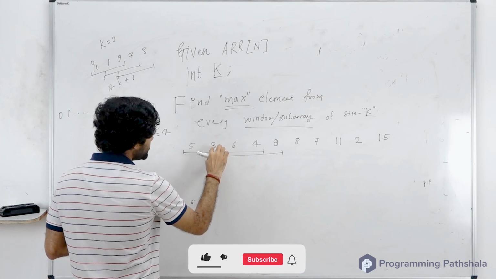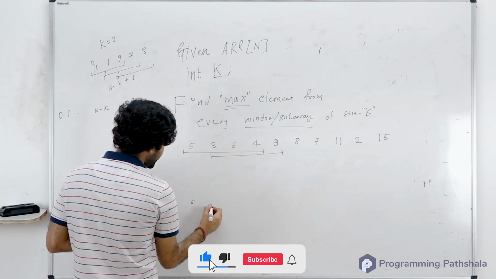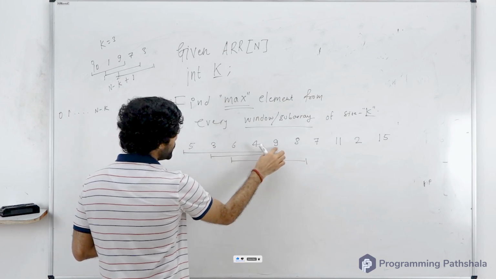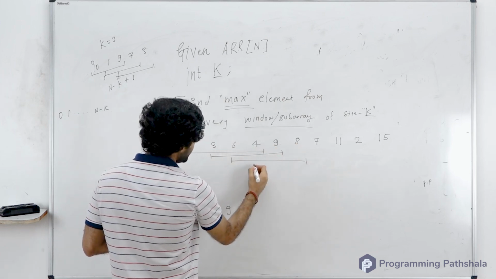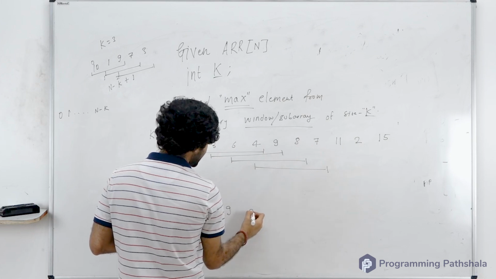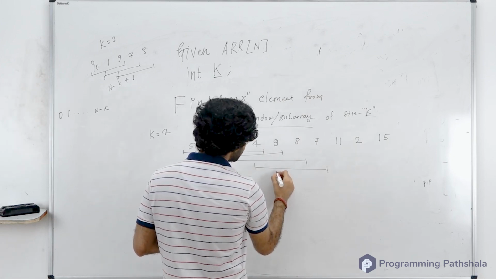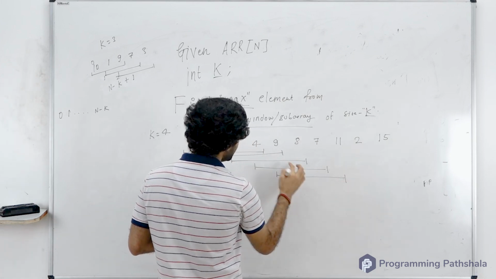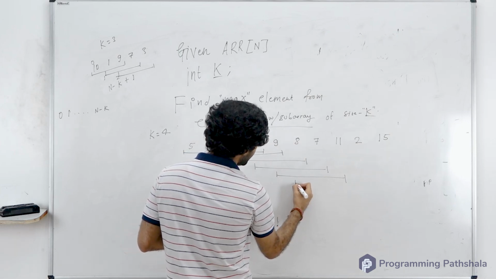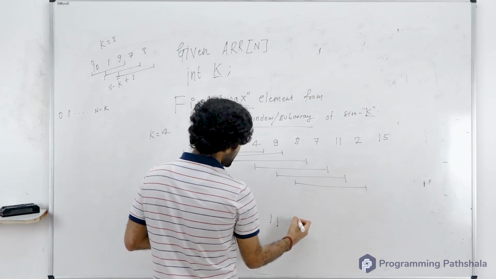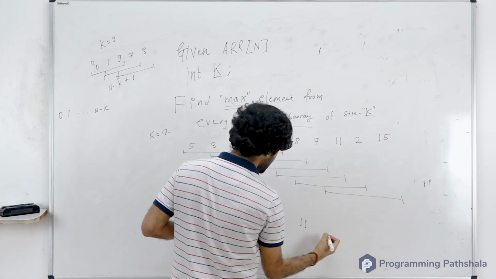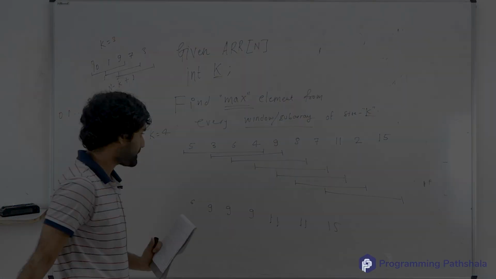And the maximum from 3 to 9 is 9. Next window is this. And the maximum in 6, 4, 9, 8 is 9. Next window is this. 4, 9, 8, 7. Maximum is 9. Next window is from here to here. And the maximum is 11. Next window is from 8 to 2. Still maximum is 11. And next window is from 7 to 15. The maximum is 15. Okay.